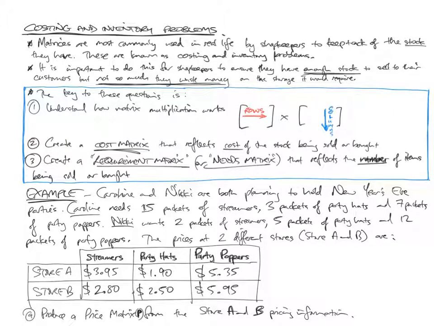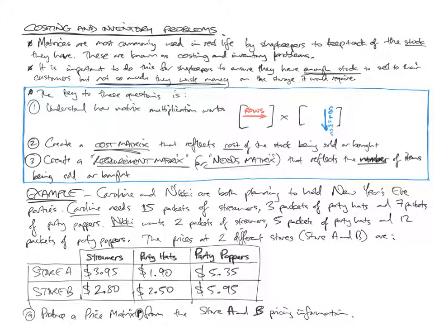So the last little bit in your matrices topic is costing and inventory problems. Matrices are most commonly used in real life by shopkeepers to keep track of the stock they have. This sort of question is called a costing and inventory problem. It's important for shopkeepers to do this to ensure they have enough stock to sell to customers, and also to make sure they don't have too much stock, so that they don't waste money on the storage they would require to have that stock. So this is a real world application of matrices.